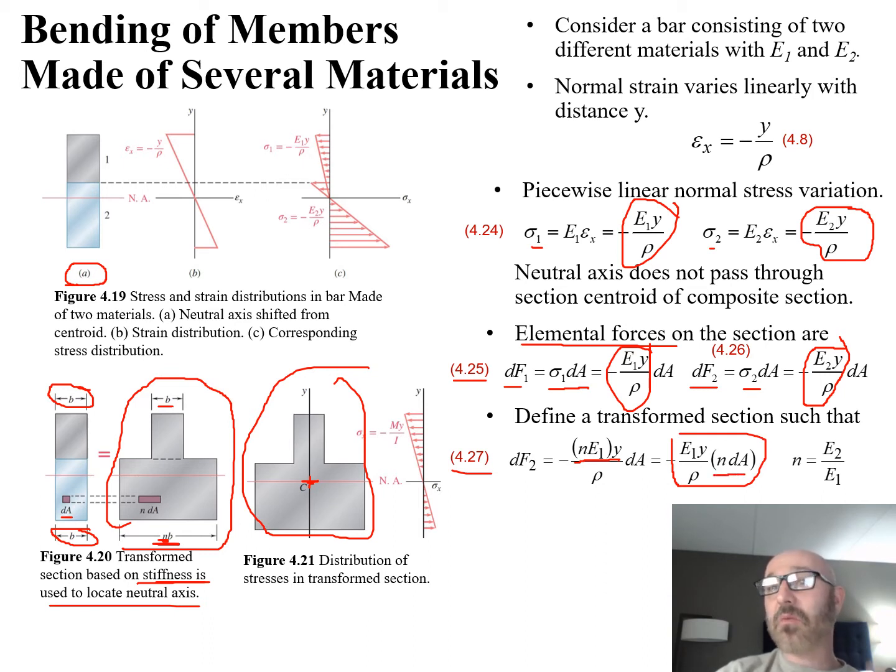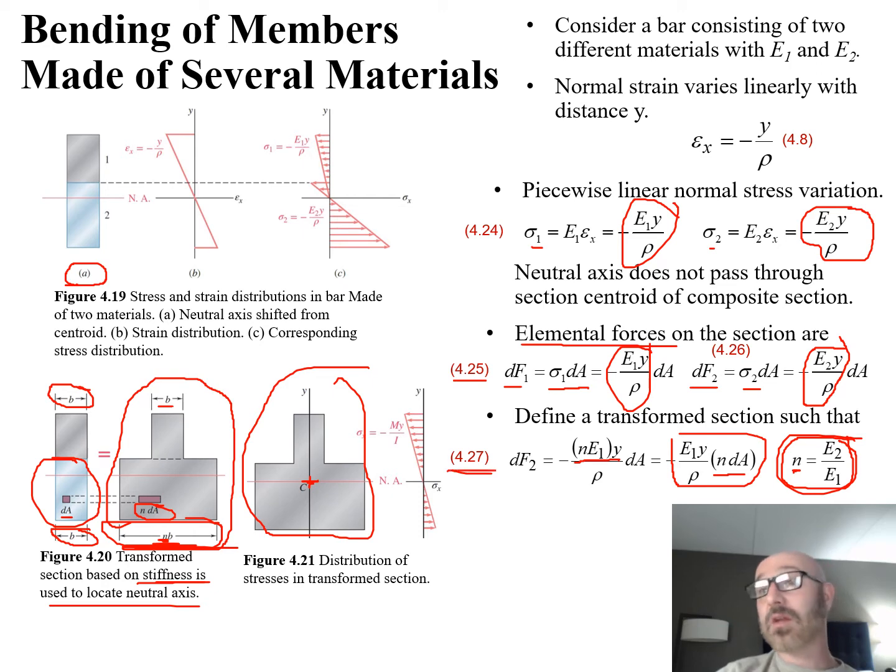Now from that, what we plug in for n is this ratio between E1, modular elasticity of material 1, and E2, modular elasticity of material 2. That's how we get that geometry, that value for the shape and dimensions of the lower portion when we convert this to something similar based on the ratio between the two modular elasticities. So the n value applies not only to the overall shape, but to the elemental shape, n times our dA, and that comes into play with equation 4.27.